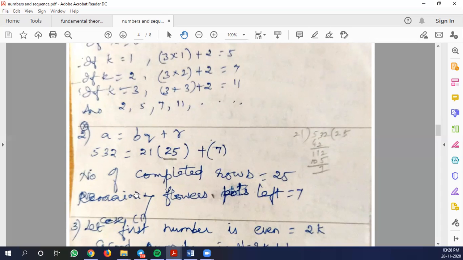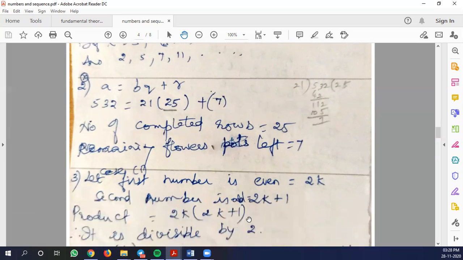So again, I'll repeat. Total pots is 532 and the number of flower pots in each row is 21. So you divide 532 by 21. The quotient is 25 and the remainder is 7. So this is the number of completed rows and this is the remaining flower pots. That's all. Then the third sum.